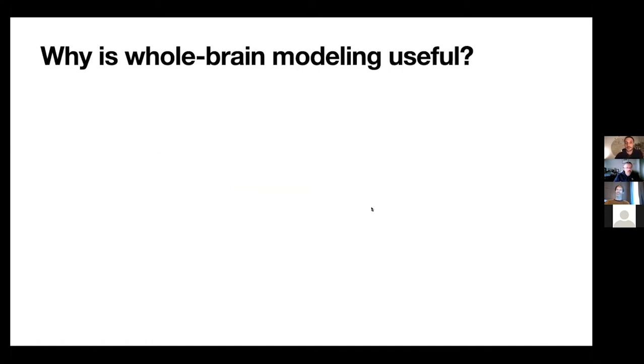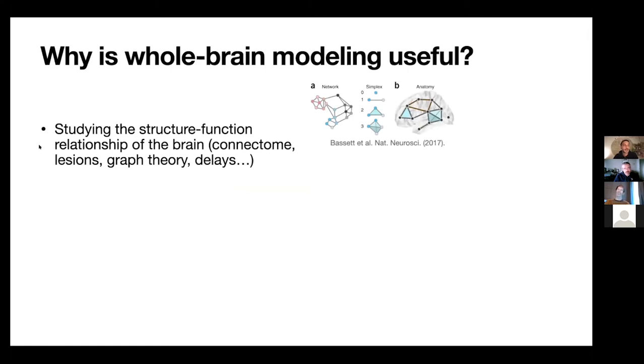Okay, so why is whole brain modeling useful at all? I think it makes sense to ask this in the beginning. Much of the research revolves around the question of what the structure-function relationship of the whole brain is. Because nowadays we know things like the connectome, and we can then ask questions. What happens if you take out one connection between two brain areas, for example? What happens if you change the delays between brain areas? How is the dynamics of the brain related to graph theoretical measures of the brain, and so on. So you can imagine these kinds of questions become relevant.